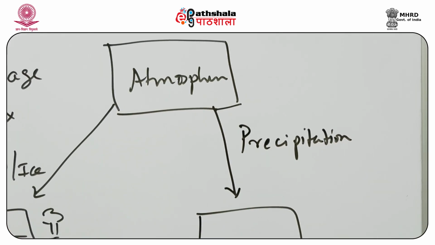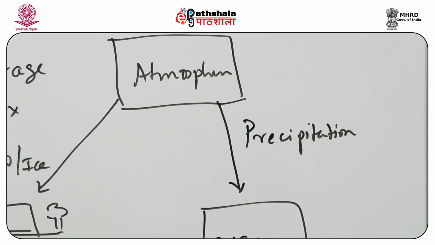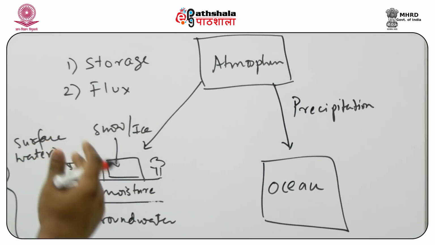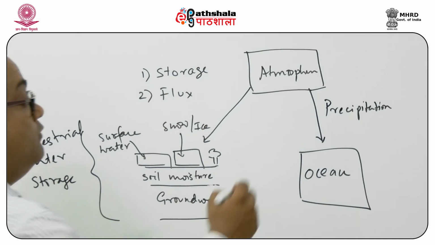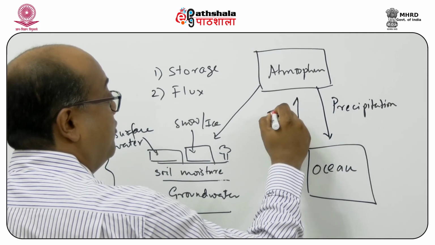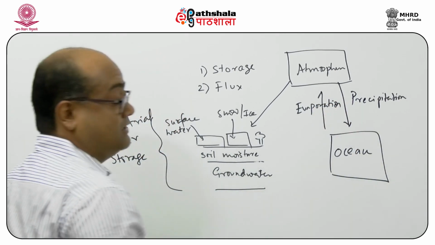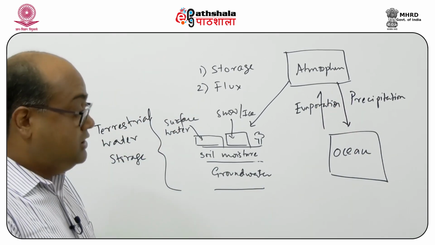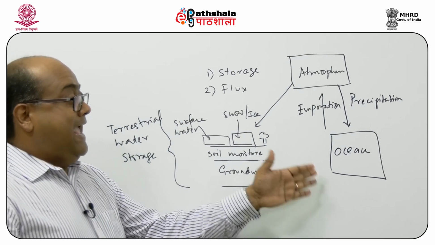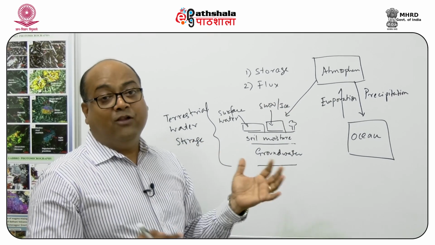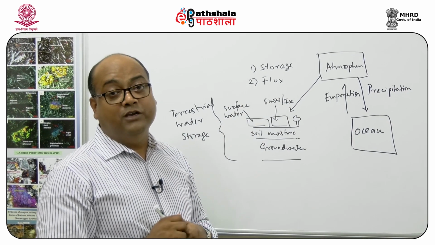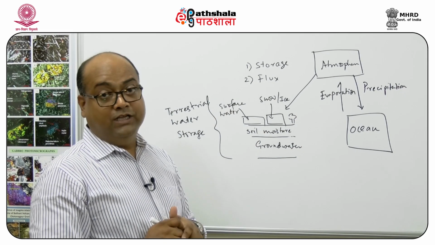Similarly, we have seen that water from the ocean and from the land surface moves towards the atmosphere in the vapor form, which we call evaporation. Evaporation again is what is known as a flux. So in hydrology, the fluxes are represented as arrows because they represent a movement of water from one storage component to the other.